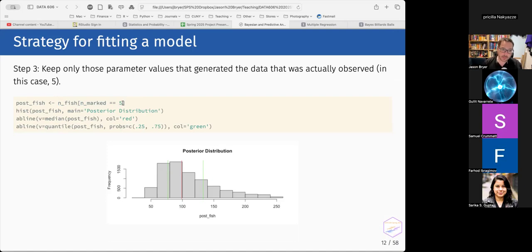Because that's what I really saw. So that's what I'm going to keep. So that's called my posterior distribution. And if I plot it, this is what it looks like. So this is my guess. These were my guesses for how many fish were in the pond that resulted in getting 5 randomly selected the second time. And so the median is pretty close to 100. So if I were to guess, I'd say there's about 100 fish in this pond.